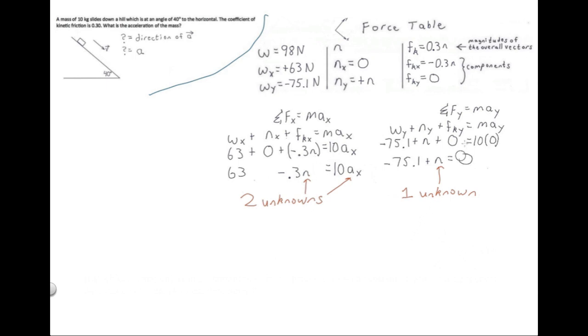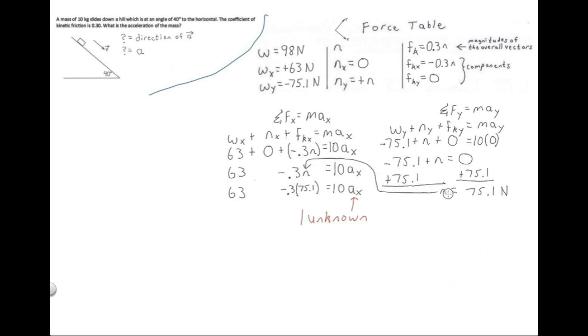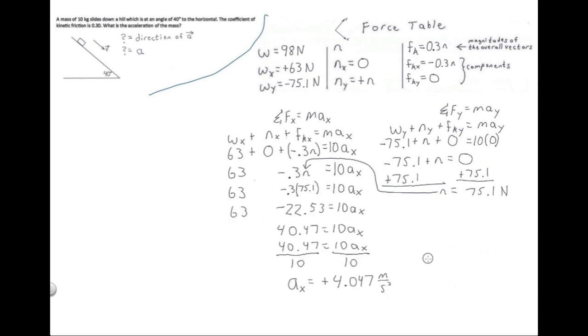On the other hand, at this point, the Newton's second law y equation has only one unknown. So we're ready to solve this equation for n. And our result is that n equals 75.1 newtons. Now, we substitute our result for n into the Newton's second law x equation. Now, the Newton's second law x equation contains only one unknown. So now we're ready to solve this equation for a sub x. Our result is that a sub x equals 4.047 meters per second squared.